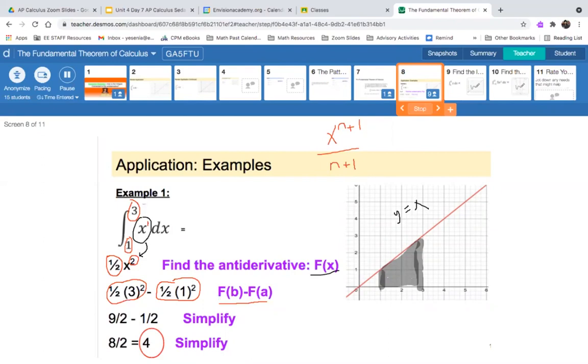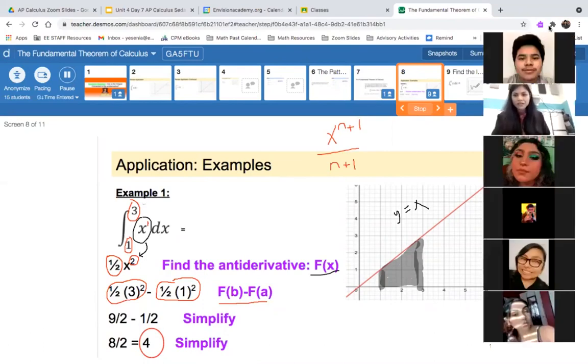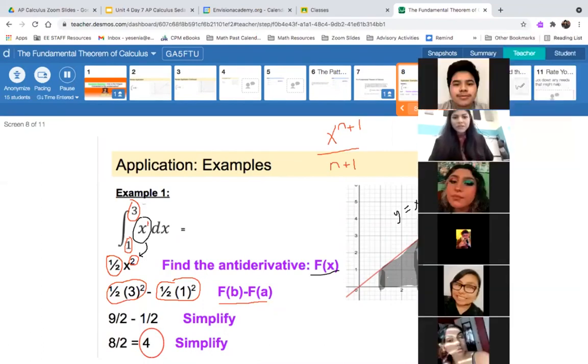And I did that without using geometry. I did that with antiderivatives. That is the key here. We did it with antiderivatives, and we're going to be doing it with antiderivatives because we're going to take up too much time if we try to do it with geometry.